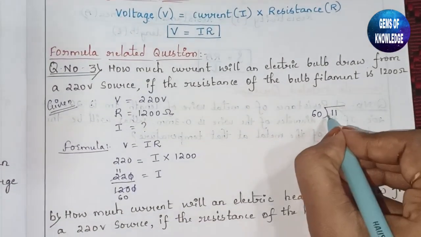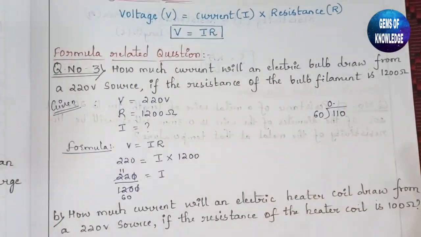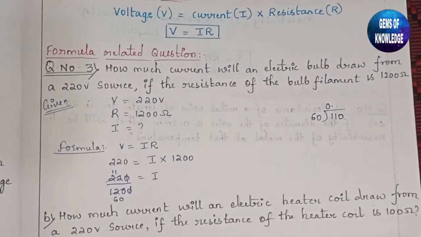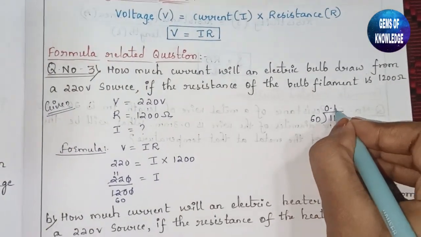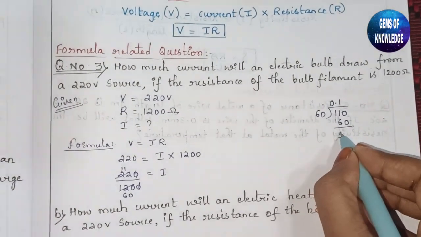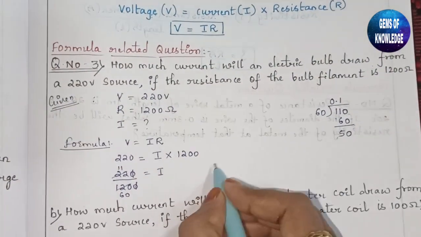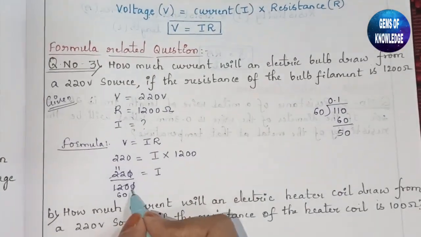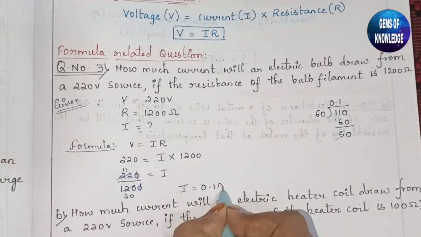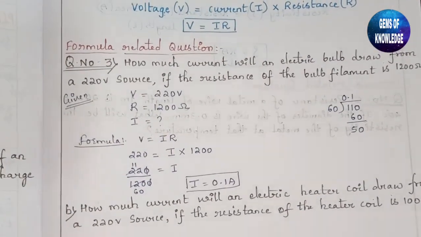Now 11 cannot be divided by 60, so we put 0 with a point and take a 0 here. 6 ones are 6, 6 twos are 12, so here it is 110, 6 ones are 60, and 50 is remaining. So we can write the answer directly: I = 0.1 ampere.